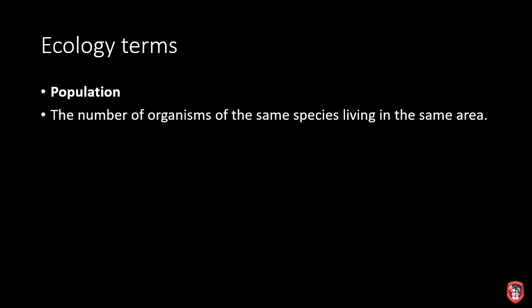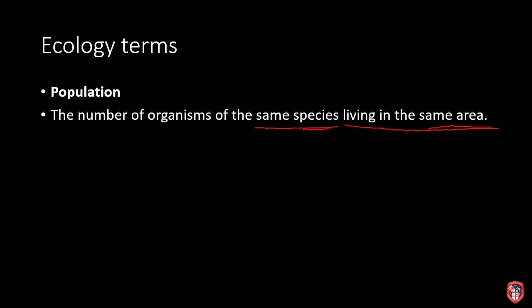One of the first ones is called population. You've heard about the population of the world, of course, and this population is quite specific. It's the number of organisms of the same species living in the same area. In exams and in tests, you need to mention same species and also living in the same area. So you could have a population of spiders in a forest, or a population of minnows in a pond, but it must be the same species and it must be living in the same area.